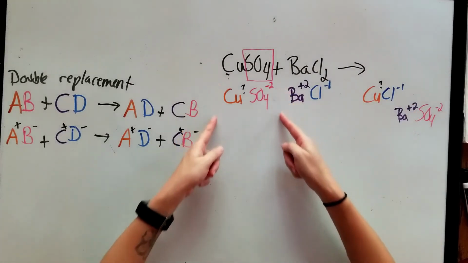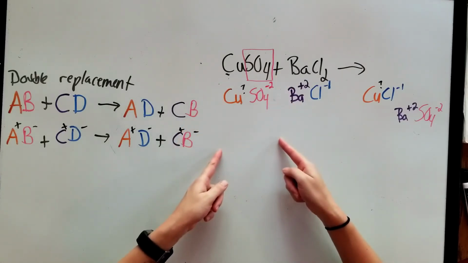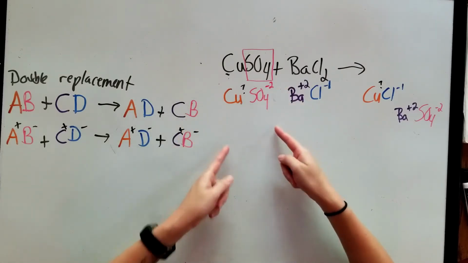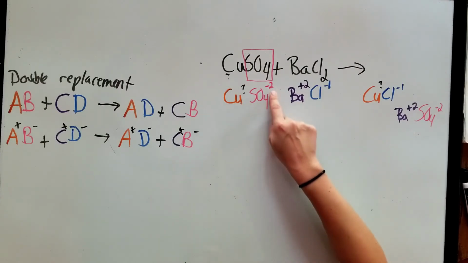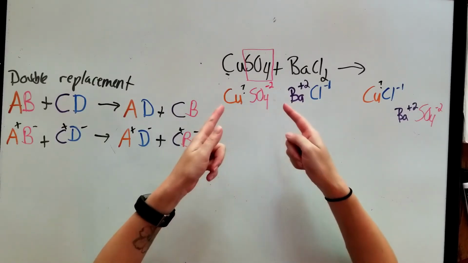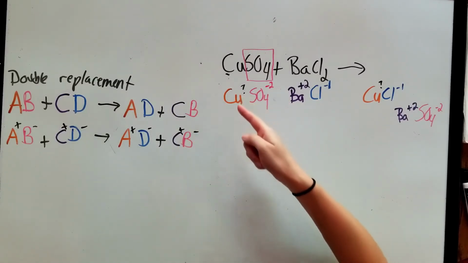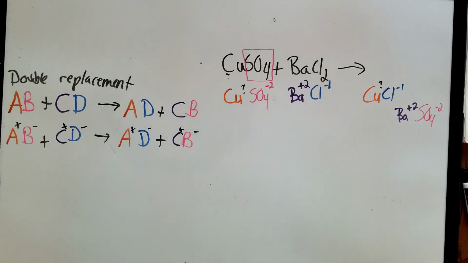So I'm focusing on just this copper sulfate. Okay? For copper sulfate, to figure out the charge on copper, we look at the anion portion. The anion portion is a -2. This compound overall has to be neutral. So what does copper have to be to cancel out that -2 charge?